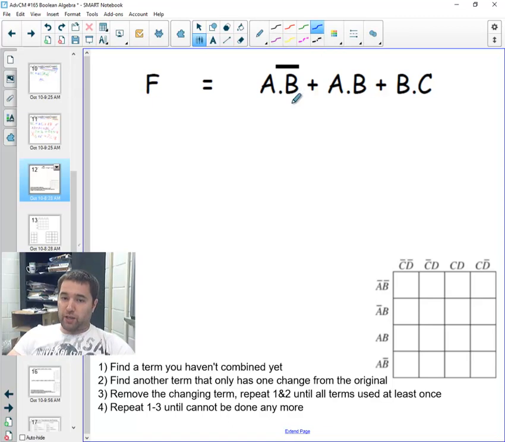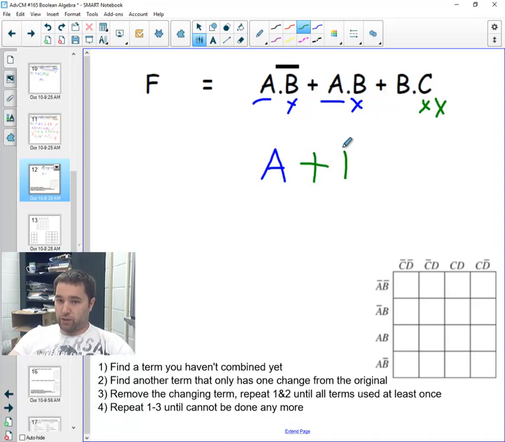First thing you want to realize is I have A, I have A. I have not B, and I have B. Notice how I put the X's underneath and the lines to signify that they're the same. X's mean they cancel out. I'm just left with A. Can I combine BC with anything? No, because none of these have C. I'd have to remove C and add A, which is 2 X's. I can't do that. So the answer is just A plus BC.